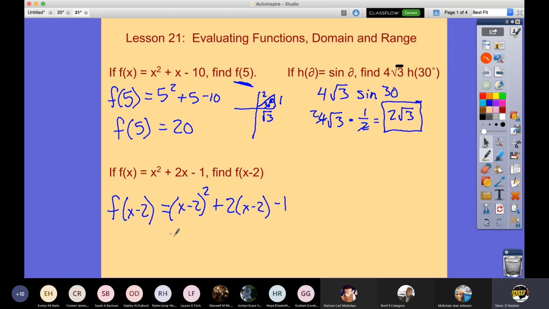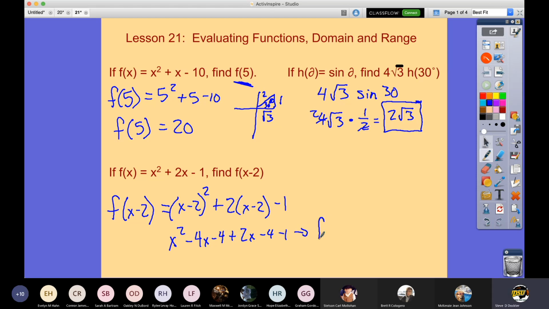So from what we have to do from here is we have to simplify things. So we got to take x minus 2 squared. So you can FOIL that out. We end up with x squared minus 4x plus 4 plus, and then we have to distribute the 2x minus 4, and then minus 1.